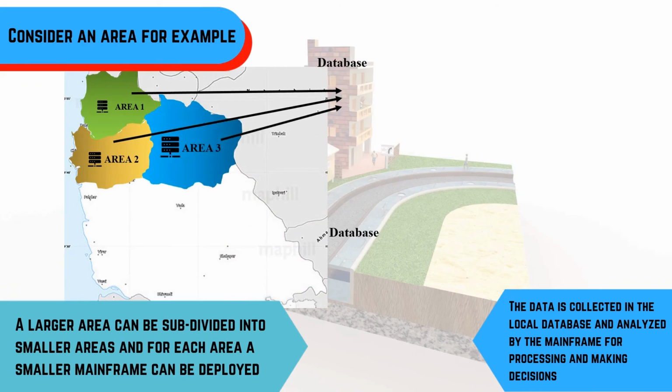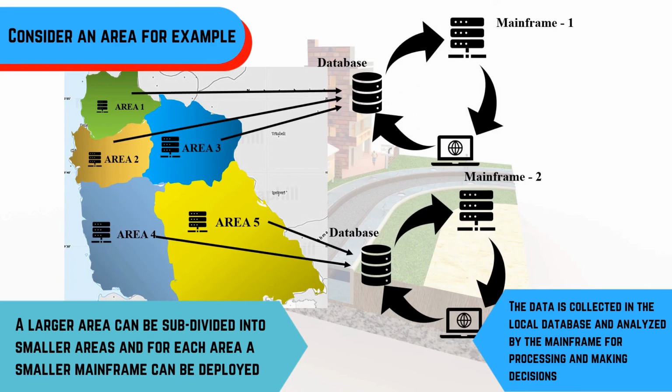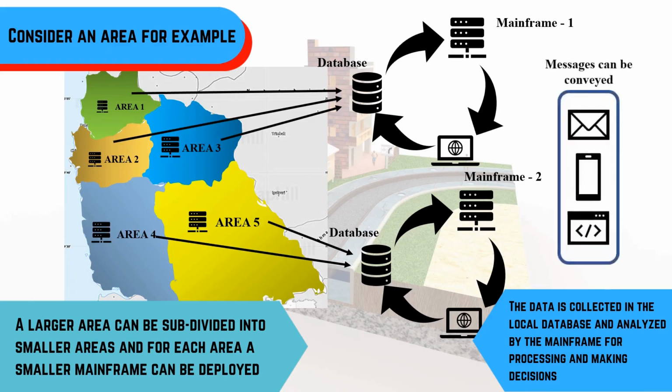For example, a city can be divided into smaller areas and data from each area can be stored in local database, which a mainframe computer can use to process and take decisions based on the data collected. This will reduce time in human resource allocation during demanding times.